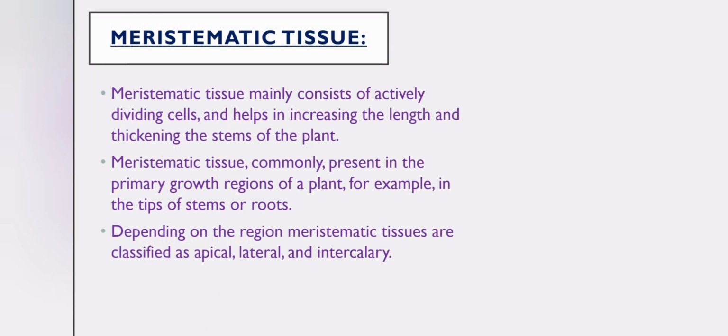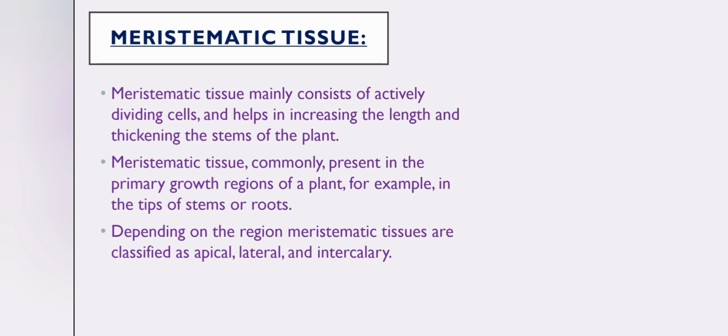Meristematic tissue mainly consists of actively dividing cells and helps in increasing the length and thickening the stems of the plant. So the function of this tissue, meristematic tissue, is to give length to the stem, and it helps in thickening the stem of the plant.